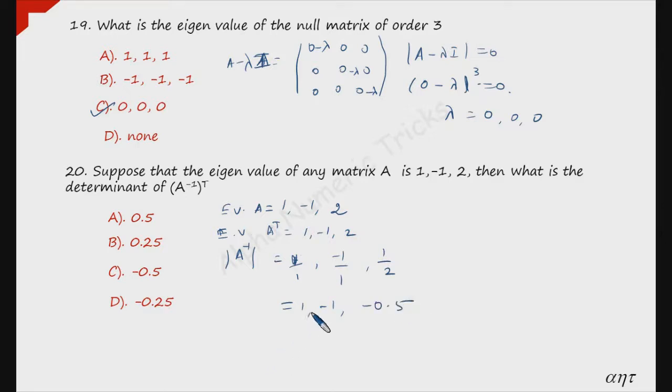Now we have to find the determinant, meaning we have to multiply these. The determinant of (A inverse) the whole transpose is equal to 1 into minus 1 into 0.5. What is 1 into minus 1 into 0.5? 1 into minus 1 is minus 1, into 0.5 is minus 0.5. So C is the correct answer.